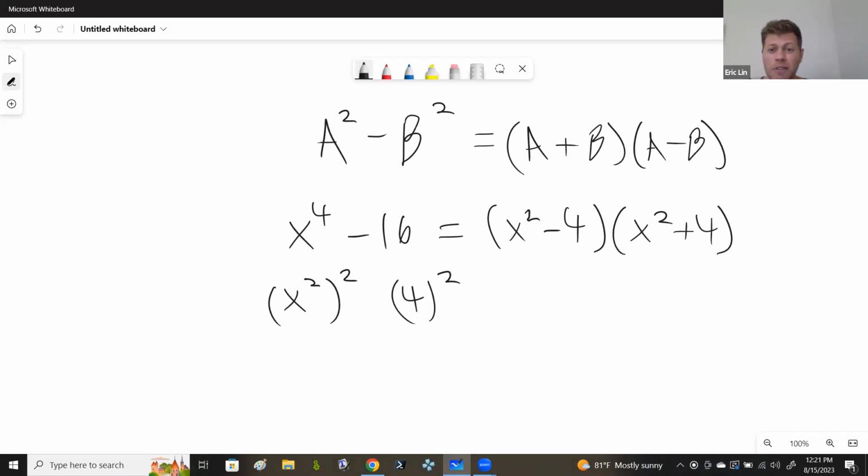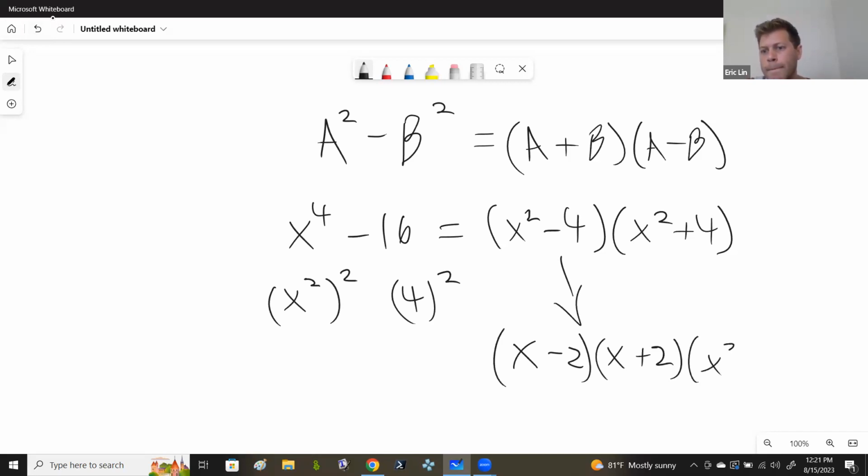However, if I look closely, I notice that one piece of this looks like another difference of squares, which it is. So I can go even further. I can say x squared minus 4 should give me x minus 2, x plus 2. And you're probably asking yourself, well, Eric, what about the other piece? Can I do anything with the other piece? No, you can't. Not without what are known as complex numbers, or oftentimes called imaginary numbers.